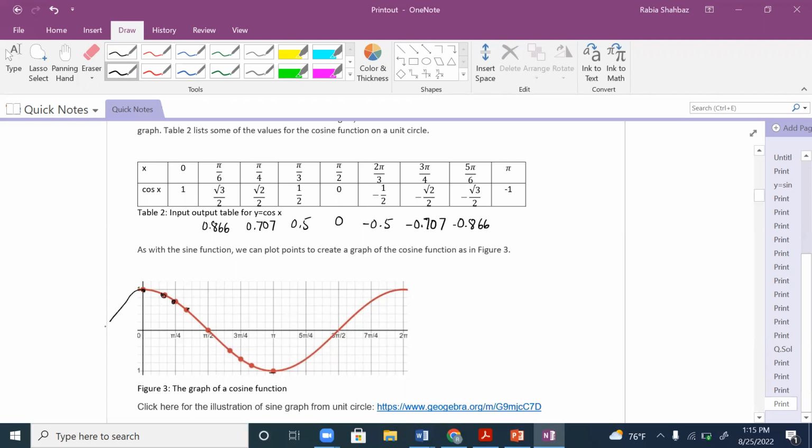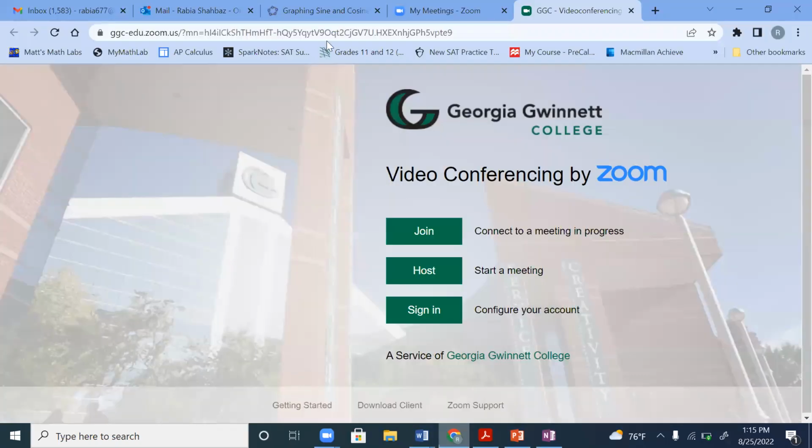Again, this trend will continue as I plot the negative angles. Also, if I continue the positive angles, I go around the circle again, and this pattern will continue. Another interesting illustration I want to show you is on GeoGebra.